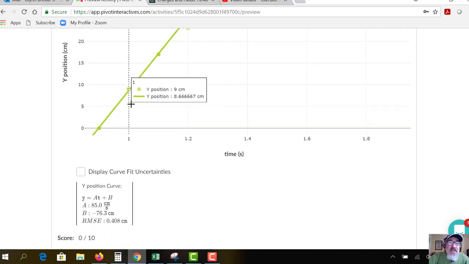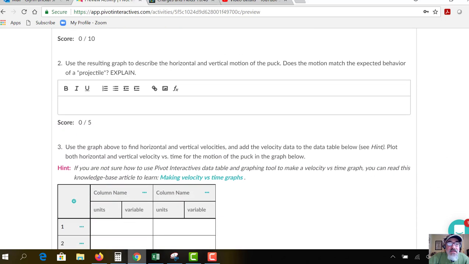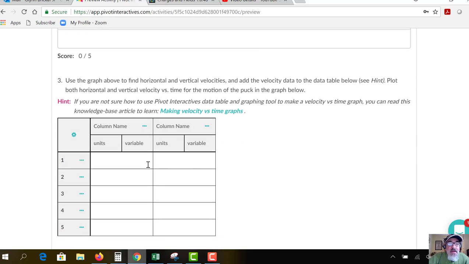So at 1 second, the velocity is the slope of the position versus time graph. So at 1 second, the velocity is 85 centimeters per second, right? This is in slope-intercept form. So the A here, the 85, is the slope. So 85 centimeters per second at 1 second. So I could take that and start building my velocity versus time graph.